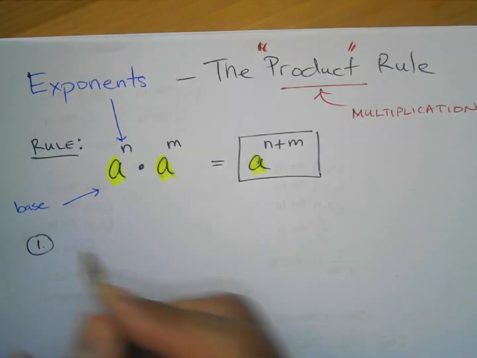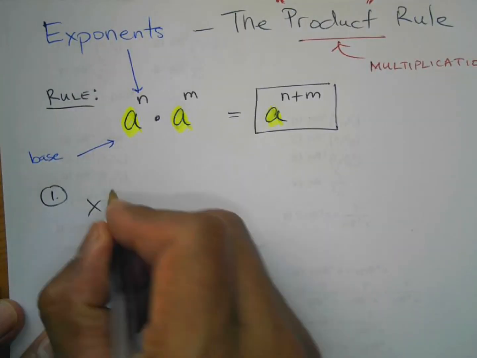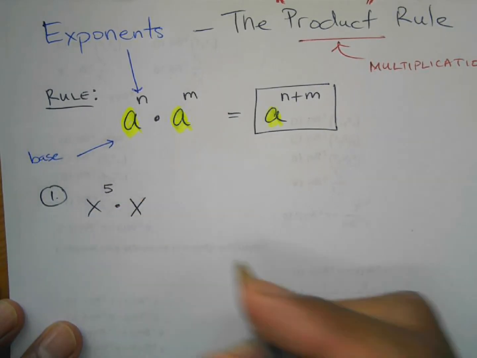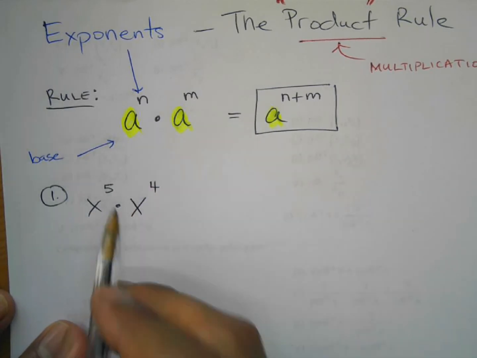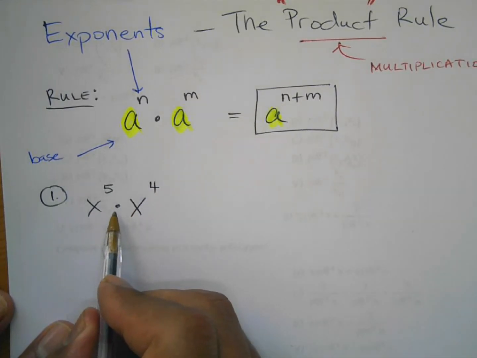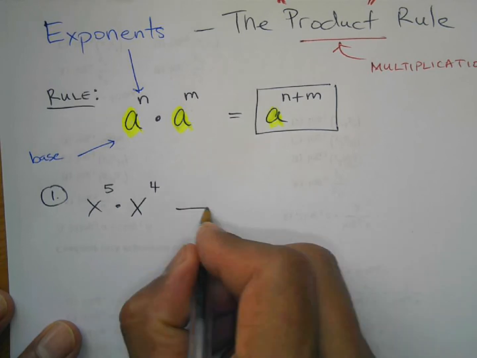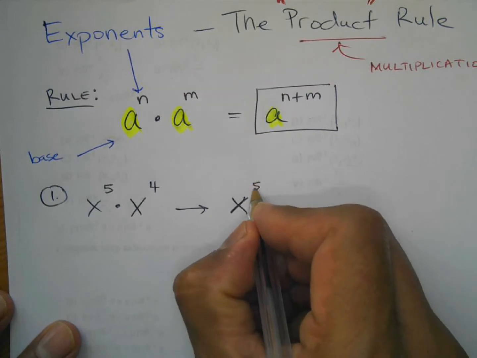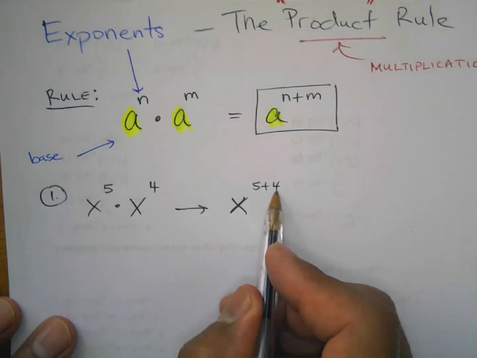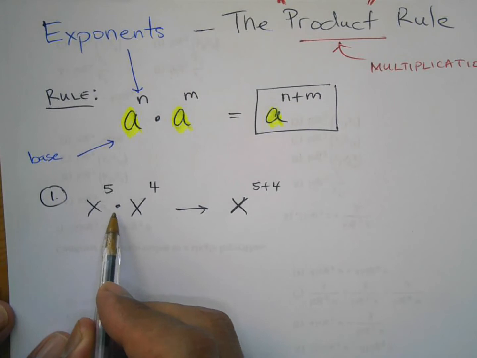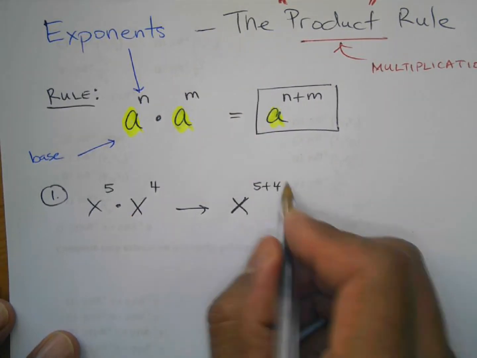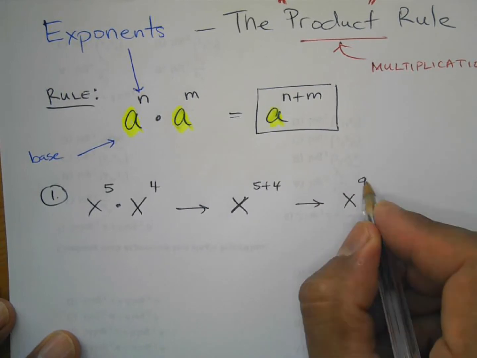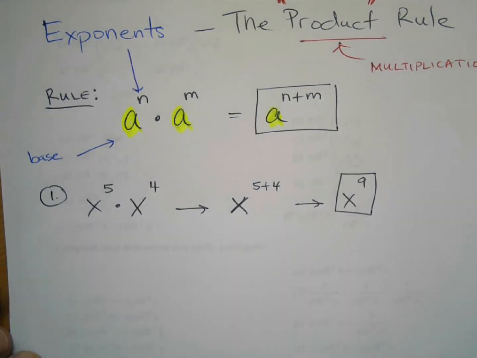Okay, so a quick example number one, if I have x to the 5 times x to the 4, I know it says multiplication, but remember we want to keep the base, which is x, and you're going to add the 5 plus 4. The exponents you add. I know it says multiplication, but the rule is you actually add them. And you're going to get an answer, what? X to the power of 9, right?